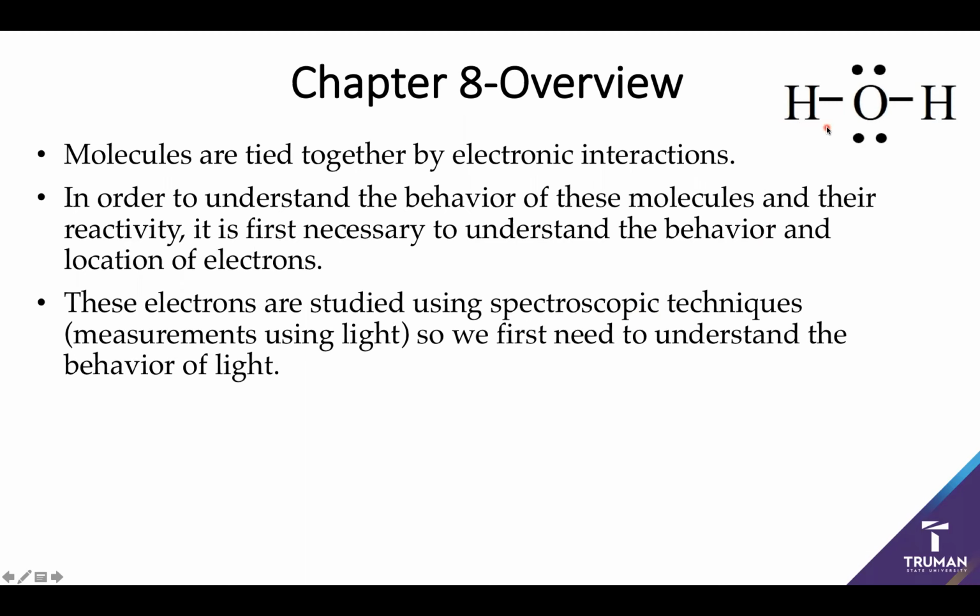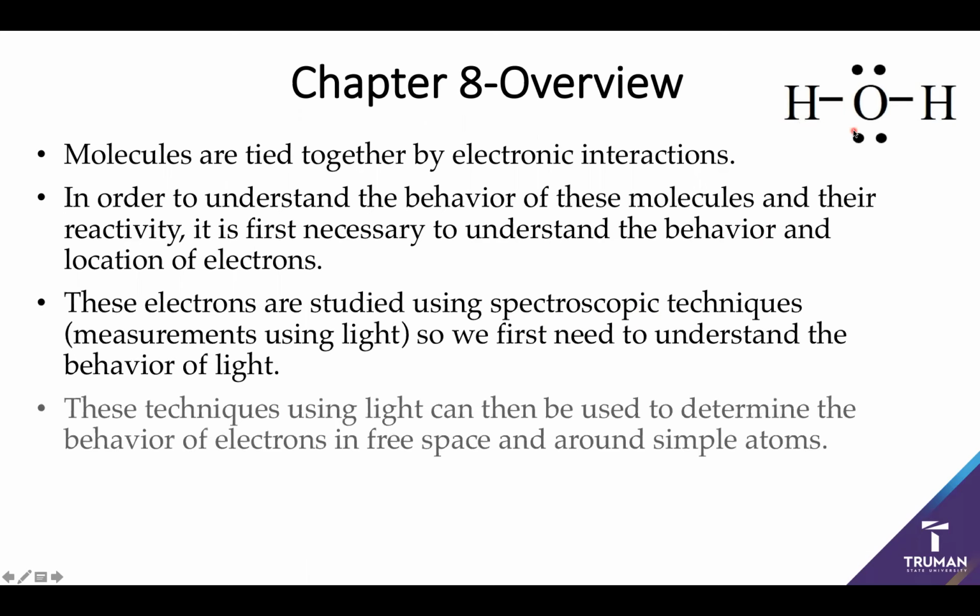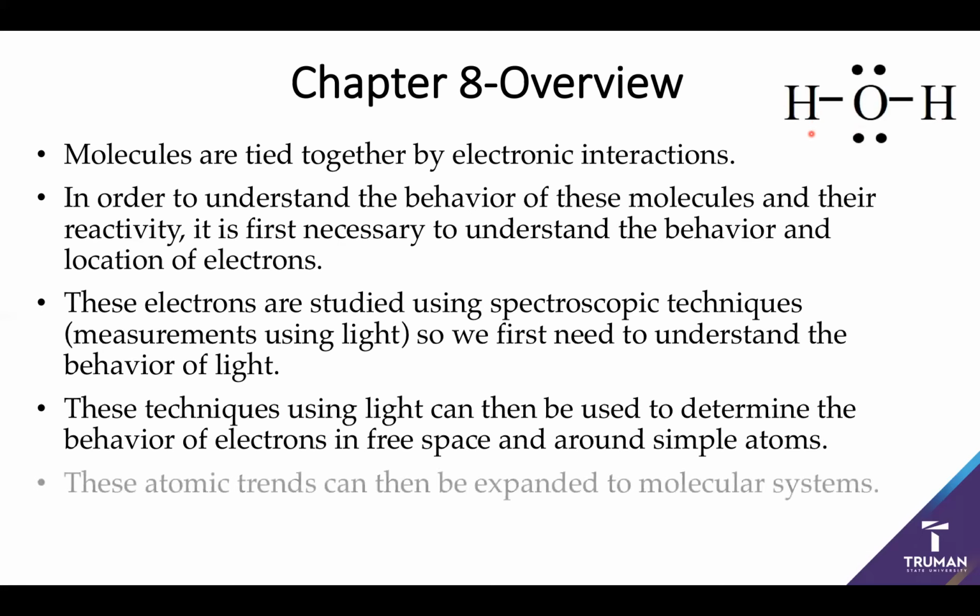So we need to understand what light is and what it does so that we can actually talk about our electrons. That's really going to be the key role of light: it helps us tell where the electrons are. And because it tells us about the electrons, it can tell us some information about atomic positions. We can use this to figure out things like atomic trends, molecular behavior, and then eventually we can talk about a whole world of systems.